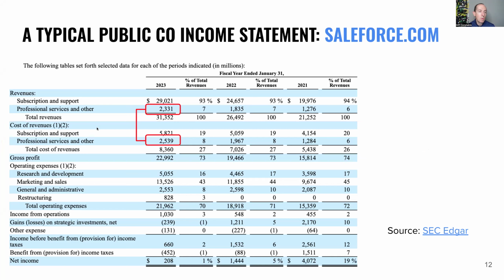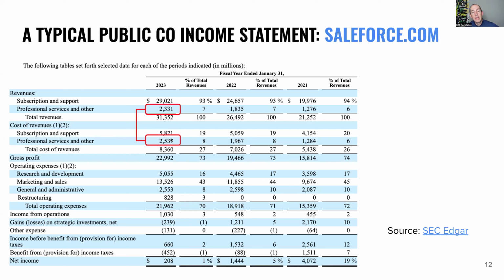All right, and one thing I wanted to note here about Salesforce that's interesting is, again, they've broken out their software subscription and their professional services. And if you look at the gross margins of the two, the cost of revenues on their software is quite low relative to the revenues that they have. It's 5 billion over 29 billion, almost 6 billion over 29 billion.